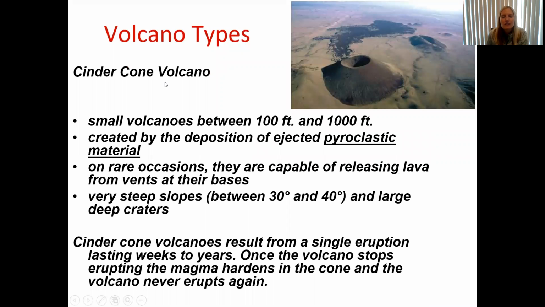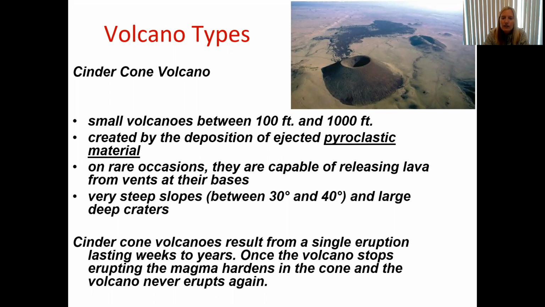Next up, we have our cinder cone volcanoes. So these are just kind of like the opposite of a shield volcano. They're a lot smaller. They are a lot steeper. And instead of being made of layers and layers of lava flows, they're made of layers of those pyroclastic materials we learned about in our last video. So again, those are things like ash, and then any of that rock that gets ejected from the volcano. And again, they're going to be very steep.